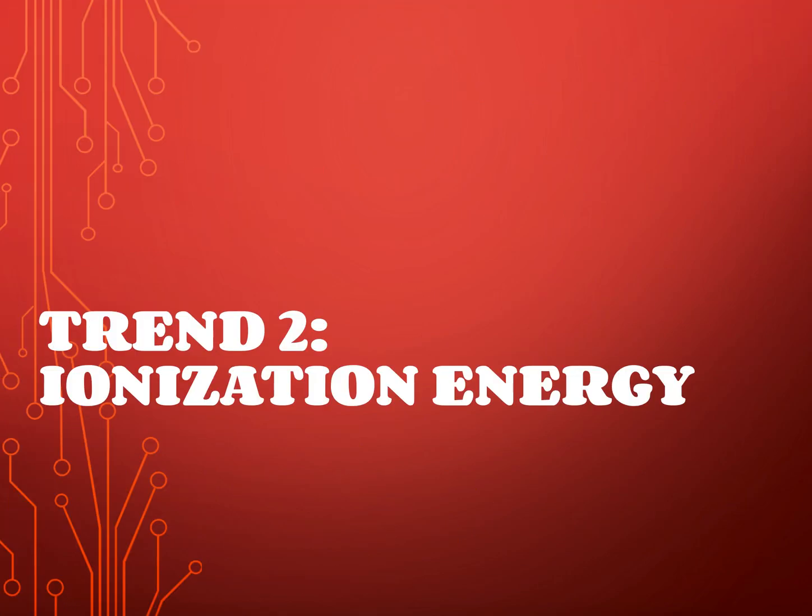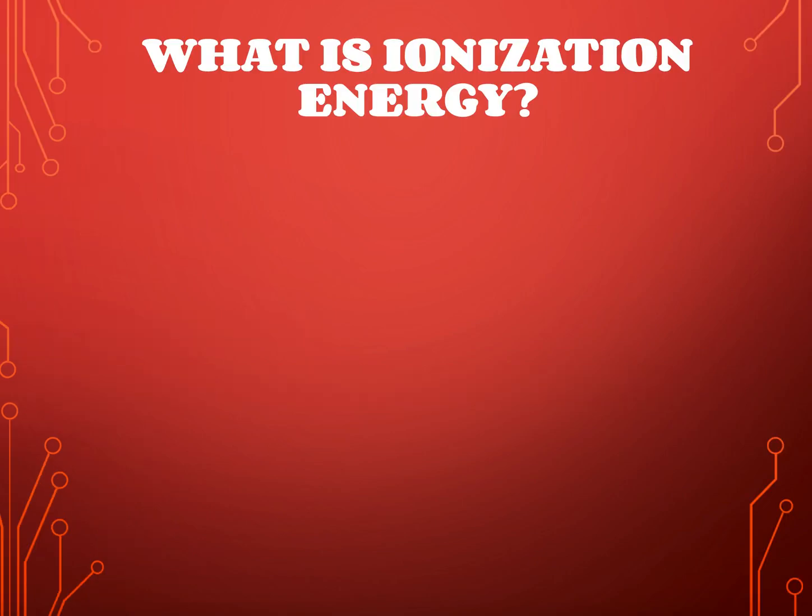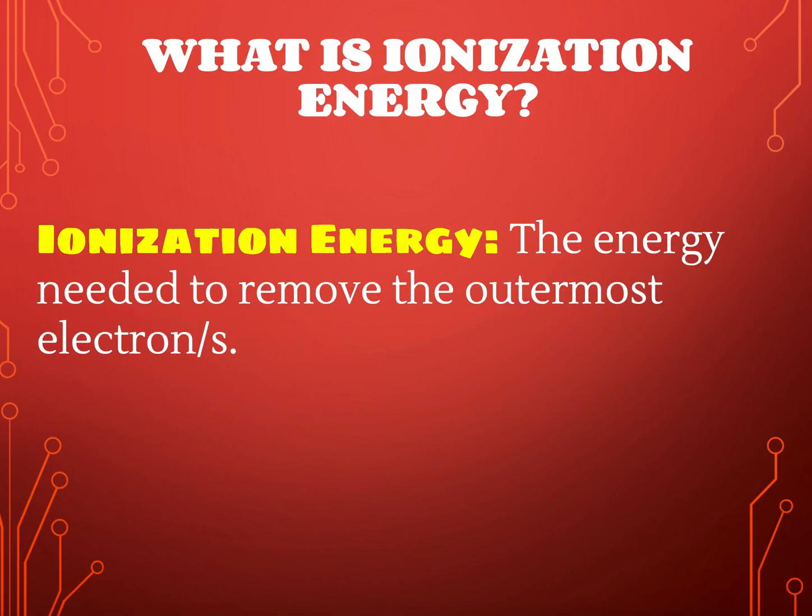Throughout all the rest of the trends, that magnetic attraction is going to be the fundamental reason of why these trends happen. Trend number 2 is ionization energy. This is the energy needed to remove the outermost electron. So whatever electron's on the outside, how much energy does it take to take it off?